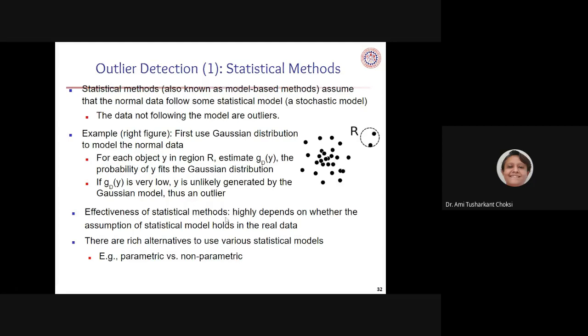Effectiveness of statistical methods highly depends on whether the assumption of the statistical model holds on the real data. See, I have assumed that the data is following the Gaussian distribution model, but is it really so? It may not be, right? So the effectiveness of the statistical methods depends on whether the model holds for the real data, right? There are rich alternatives to use various statistical models, and they are parametric versus non-parametric.